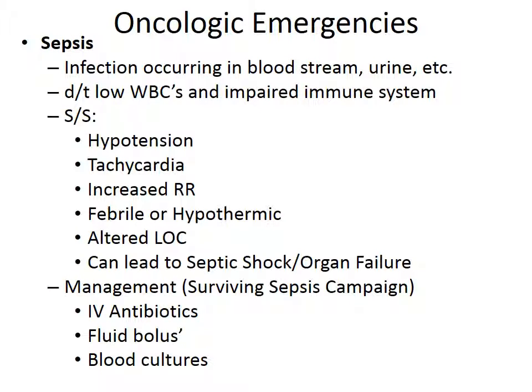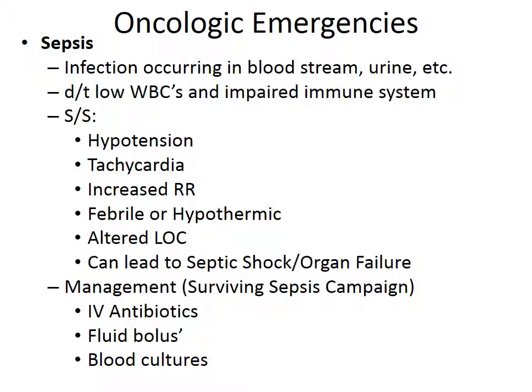Oncologic emergencies. There are several oncologic emergencies. The most common one that develops is sepsis. Sepsis is an infection that occurs in the bloodstream and or the urine. Most commonly, sepsis is identified through blood cultures in the bloodstream. It comes from infections within the body where the overwhelming infection spills into the bloodstream and bacteremia develops in the bloodstream.